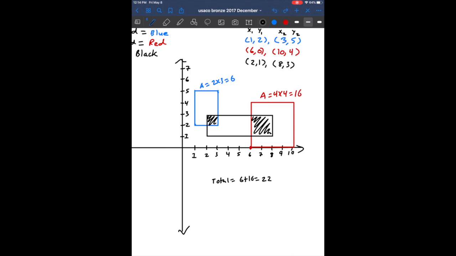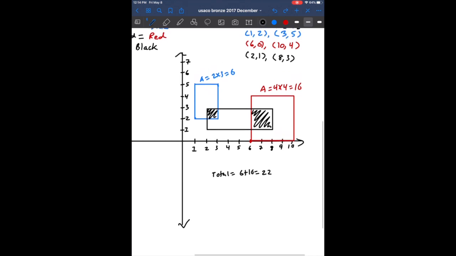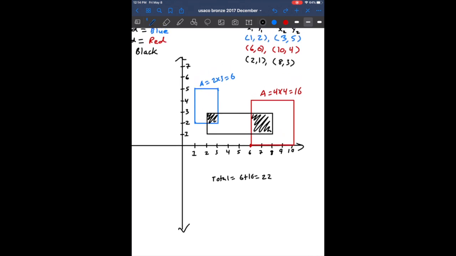Let's say the minimum between 3 and 8 is 3, and the maximum between 1 and 2 is 2. So 3 minus 2 is equal to 1. So the overlap in the x is 1, and that is true here. The truck's x is 2, and the board's x is 3, and that's the overlap. It's an overlap of 1 unit.